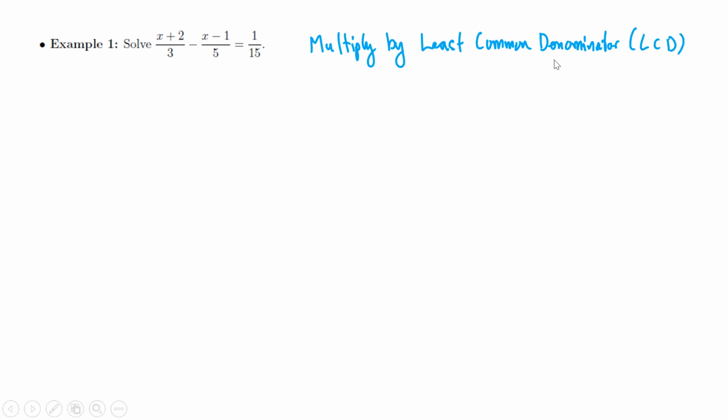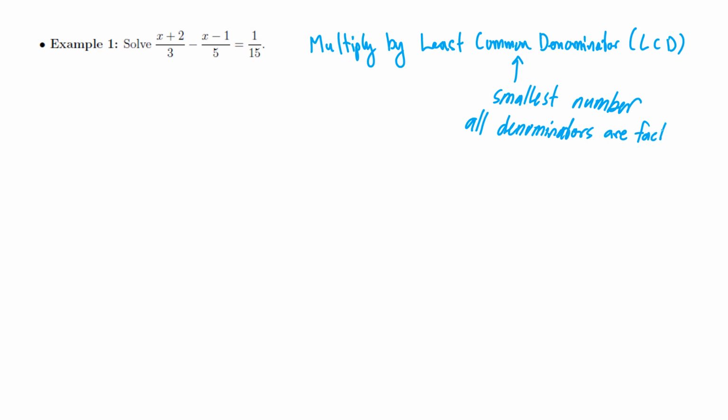Right? And the least common denominator is the smallest number all denominators are factors of, or the smallest thing that they all fit into evenly or divide into evenly. So in this case, our LCD is 15, right? Because of course 15 goes into itself, but then of course 3 and 5 also both go into 15.